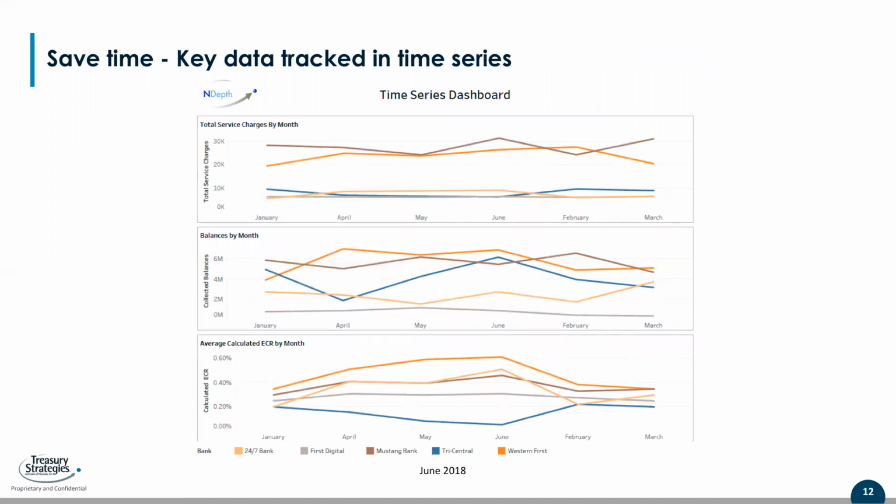This next page shows us some additional ways of saving time. Lots of people like to see key metrics in a time series format. Here are some examples that come out of NDepth of 3 key metrics: your total services charges for the month by bank, your balances by month by bank, and your average ECR by month by bank. All in one place, each month automatically updated as a new month's account analyses go in. This is the kind of thing that more senior people particularly like to see. They like to look at the trend lines and say, can I explain why that bottom blue line dropped so much, or why that orange line is bouncing around so much? Again, NDepth does this automatically.